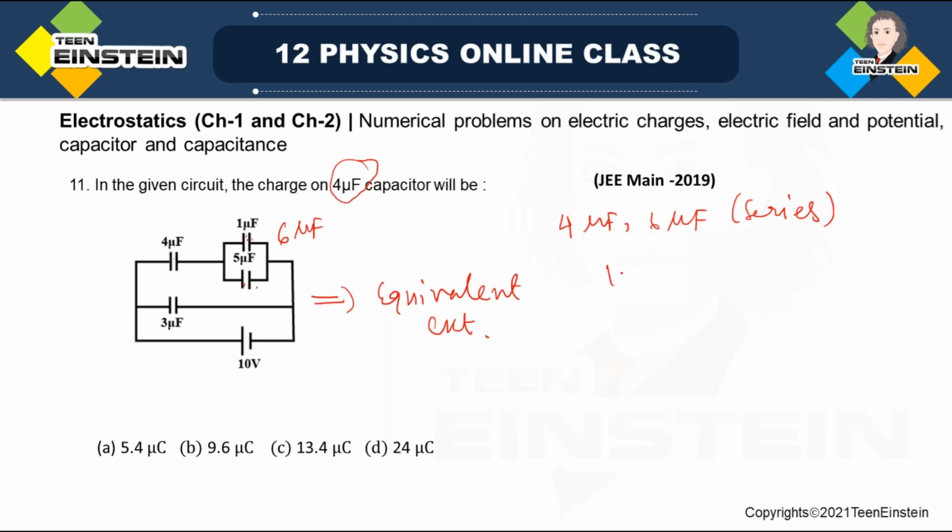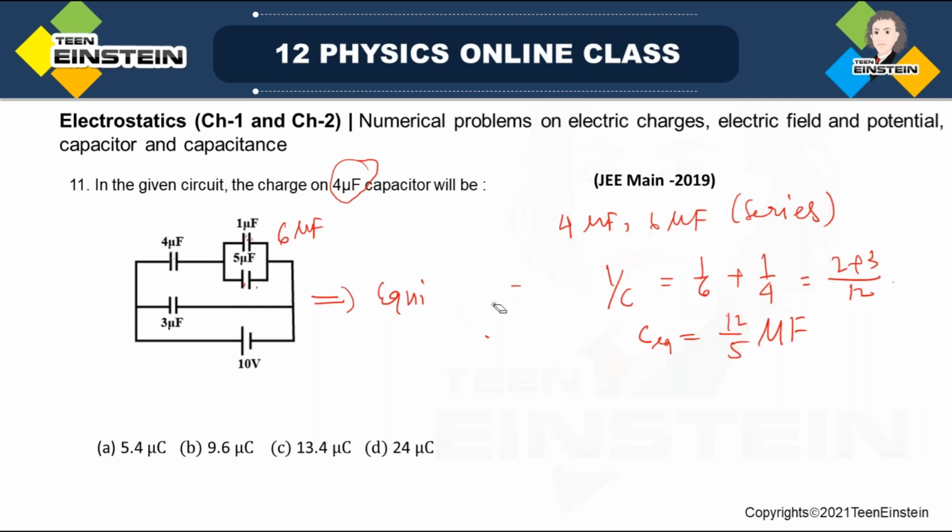You have to find out 1 by C equivalent is equal to 1 by 6 plus 1 by 4. So it will give you this much, and finally C equivalent will be 12 by 5. We'll just keep this as it is. So let me get the equivalent circuit for this. You might be thinking, why don't we just add this also? No, there is a purpose. We'll see that. So we have equivalent circuit now.